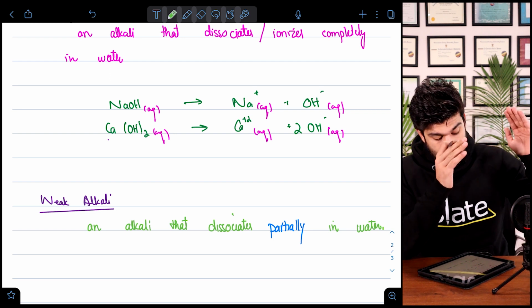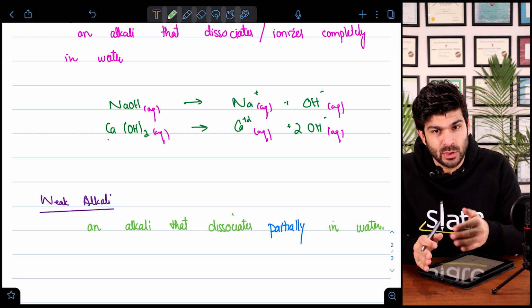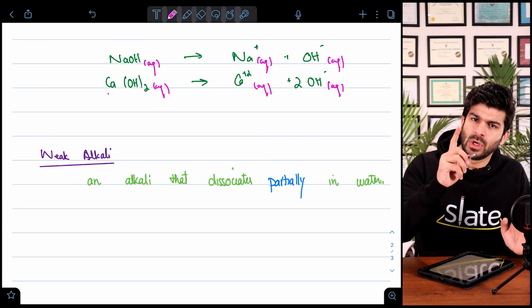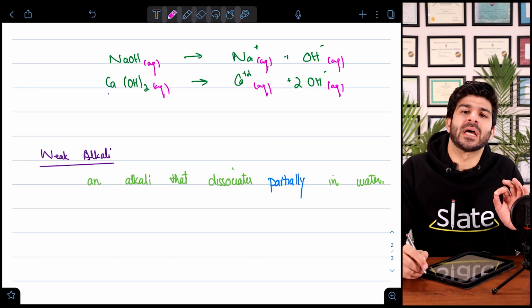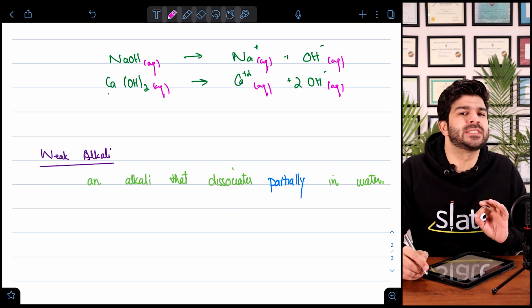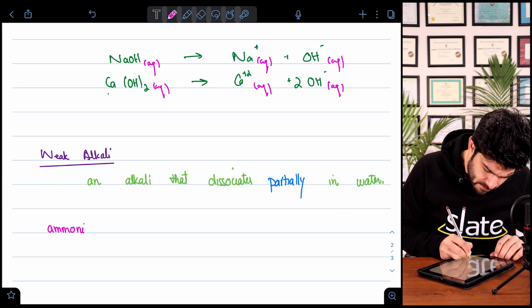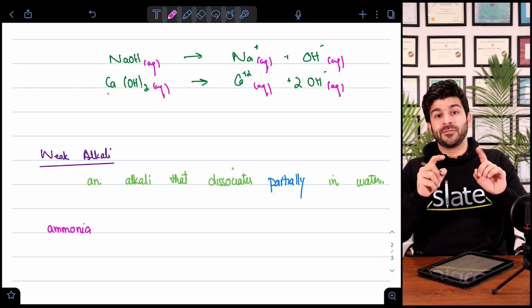And one good thing about that: remember in the last video I talked about how you need to remember the strong and the weak acids. You need to memorize them. For weak alkalis, it's a very good thing. There is only one example in your syllabus, and that example will always be there in the exams. And that is ammonia.